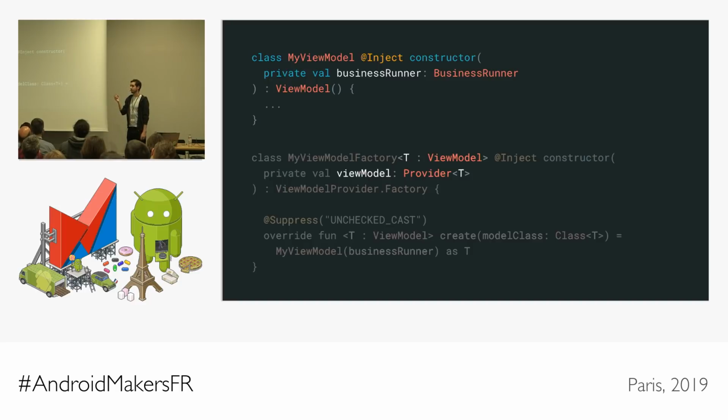It's a Dagger provider. So that's an important point there, because we don't want to have to create a ViewModel every time you create a ViewModel factory. So we just ask for a provider, and then whenever we actually need an instance, which is when the create method is called, then we ask the provider for an instance.